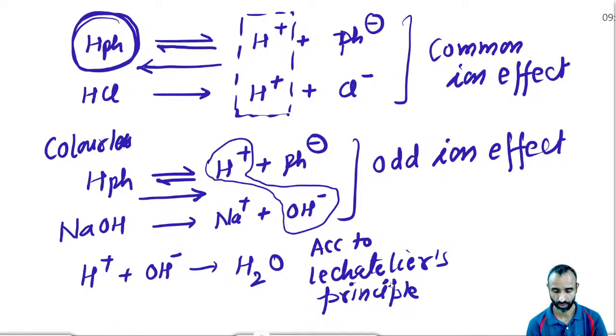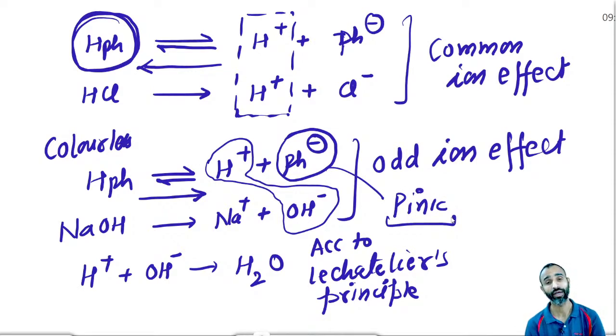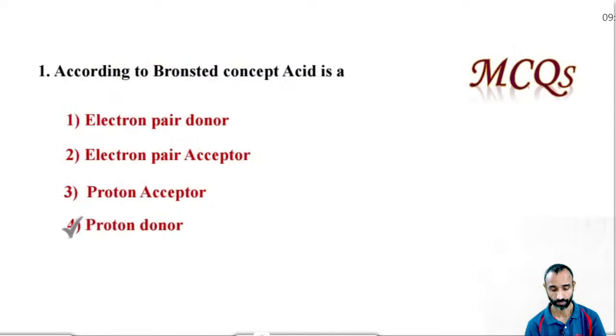What does this principle say? That if product is more, then equilibrium shifts backward. If product decreases, then equilibrium shifts forward. So in this case, ionized form is more, and this ionized form is pink in color. That's why phenolphthalein is pink in color in basic medium and colorless in acidic medium.